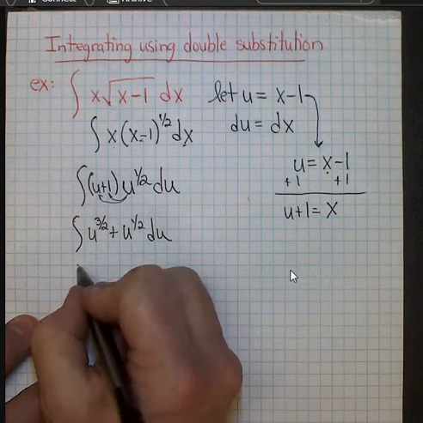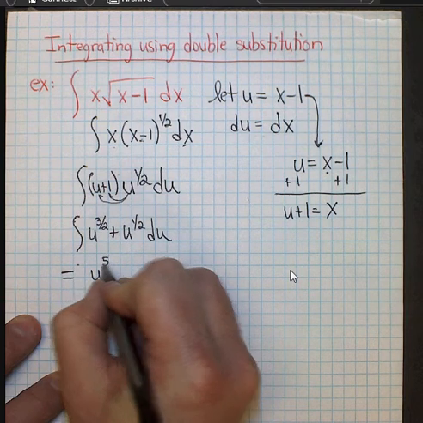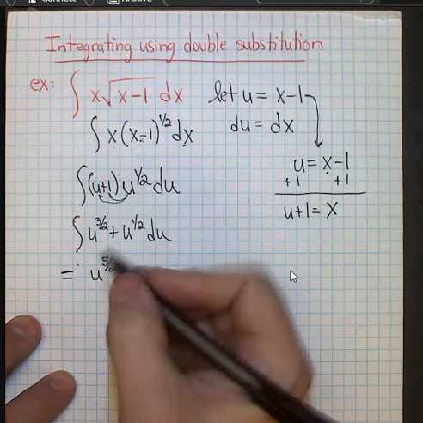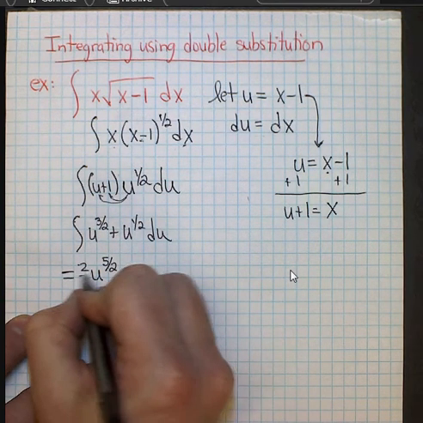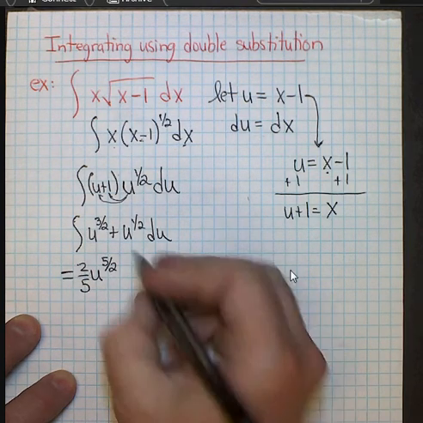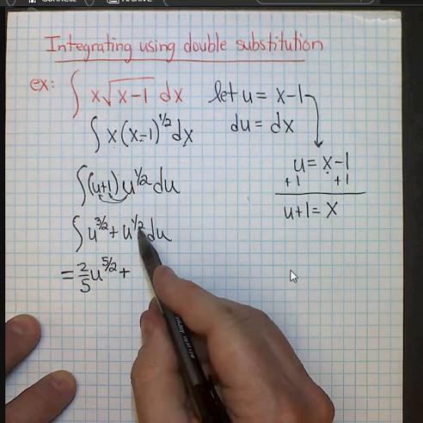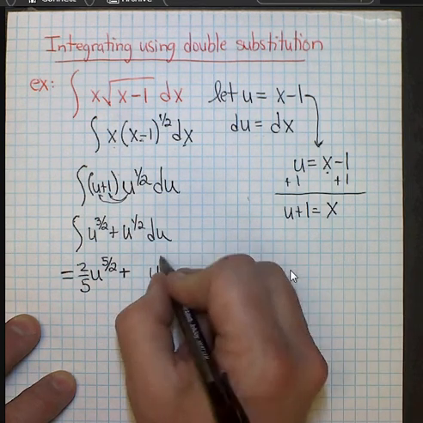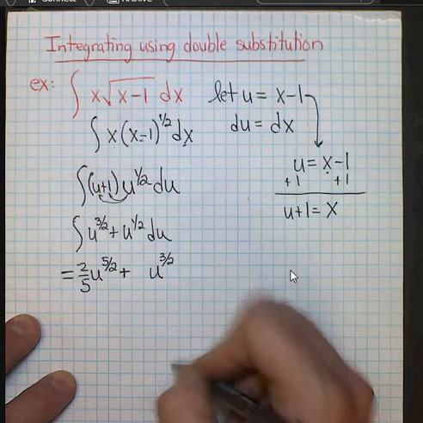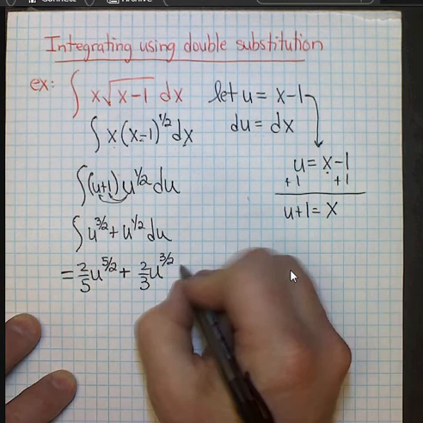And now I'm ready to integrate. So this is going to become, I'm going to add 1 to the exponent, u to the 5/2. I'm going to then divide by 5/2, which means I'm going to multiply by the reciprocal, which is 2/5, plus, there's that u to the 1/2. I'm going to add 1 to the exponent. That makes it 3/2. I divide by 3/2, which is the same thing as multiplying by 2/3, plus c.